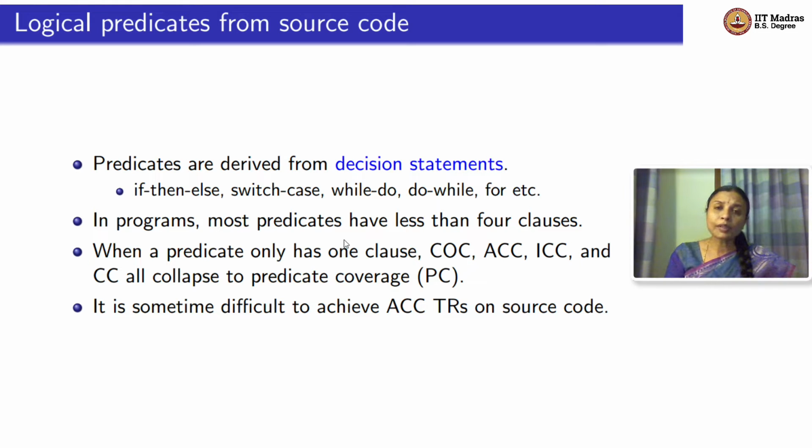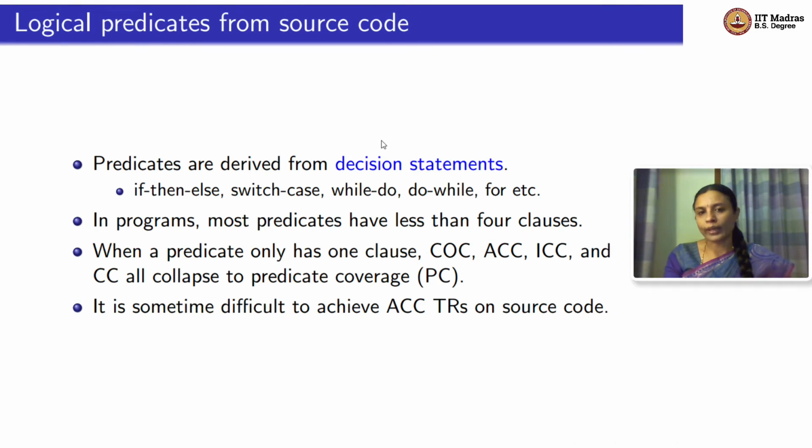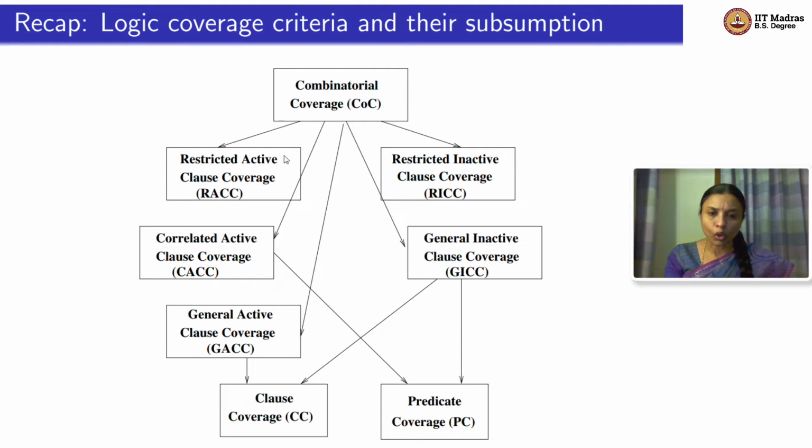Many times programs even have only 1 clause. The whole decision statement is one predicate which just has 1 clause without any logical operators. In which case all these coverage criteria that we saw all collapse to just one kind, which is predicate coverage, because the whole predicate is about 1 clause. So all the coverage criteria that talked about various clauses all collapse basically down to predicate coverage.